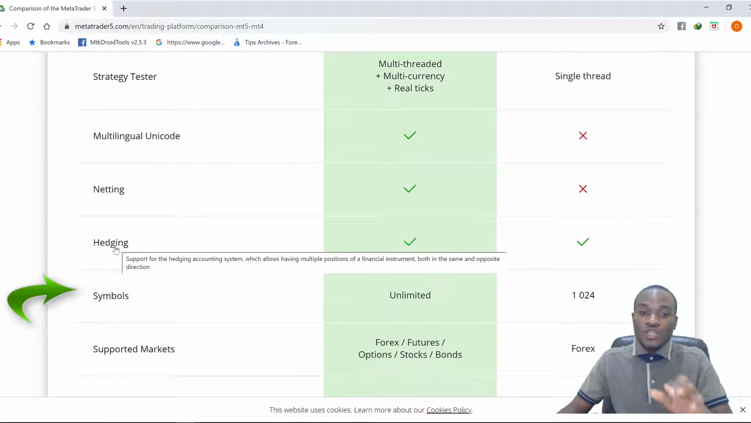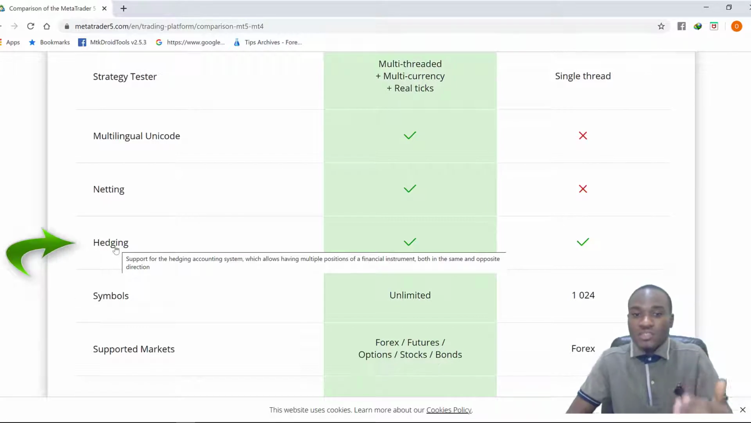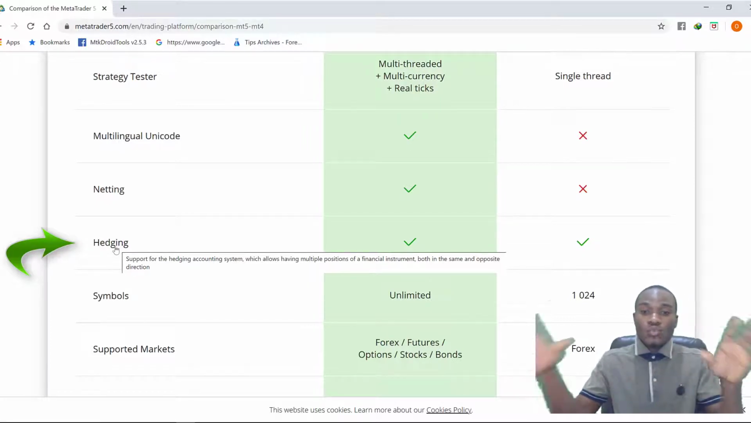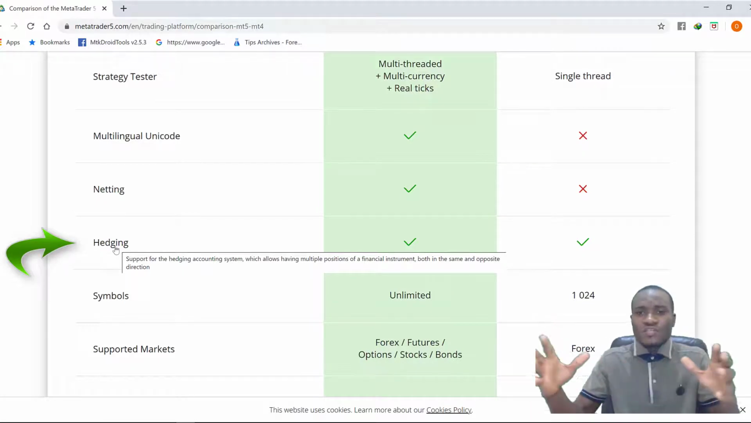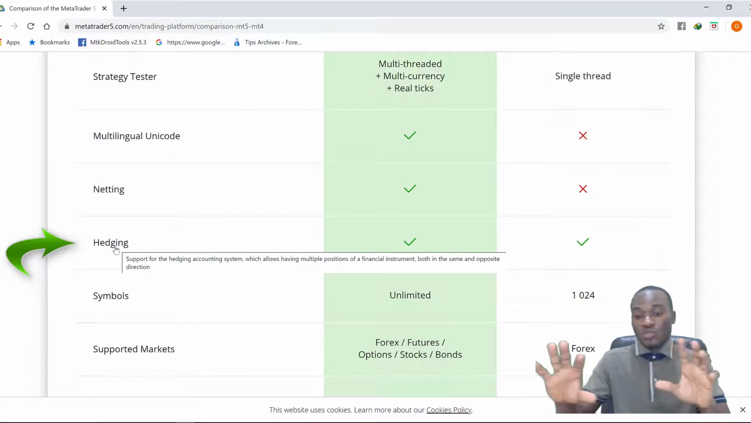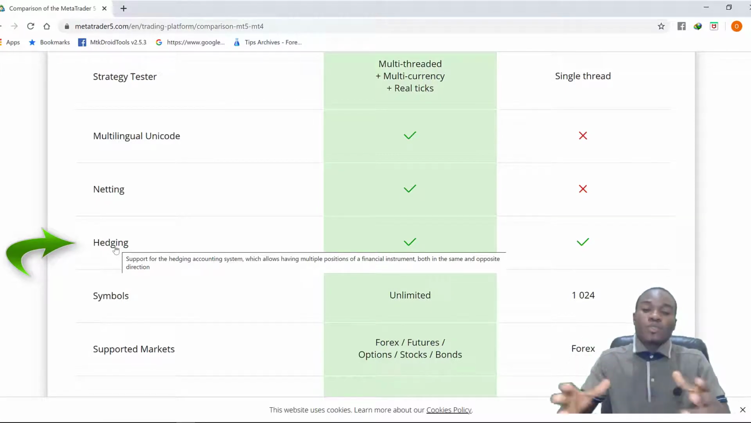And then we have hedging, that is support for the hedging account system, which allows having multiple positions of a financial instrument both in the same and in the opposite direction. Actually, this option is available on both sides. You can implement this on the Metatrader 5 as well. You can open as many positions as you want on the Metatrader 4. And with this option, I think it's very nice for these two software, so you don't have to worry about maybe not being able to open a lot of positions right here. You can open a lot of positions right here. These two software actually have this option.